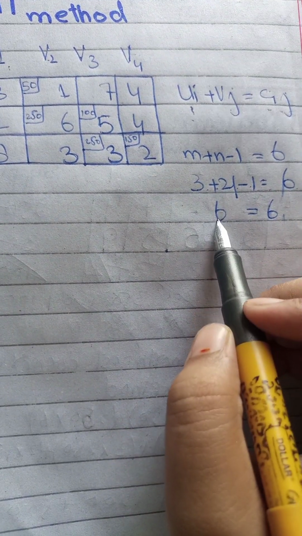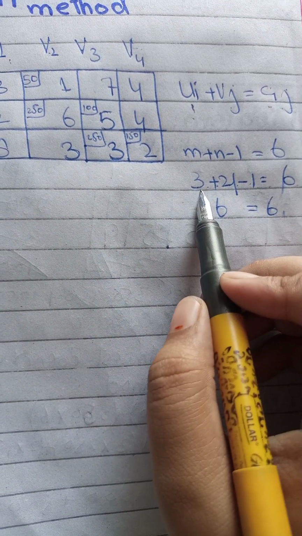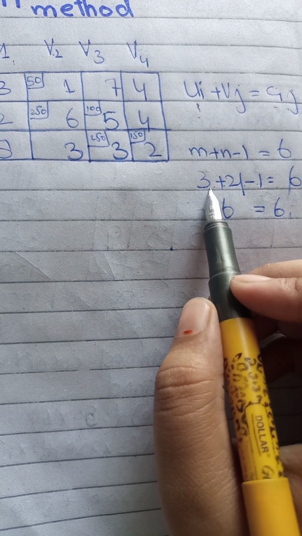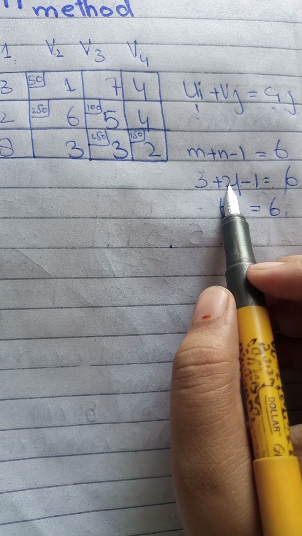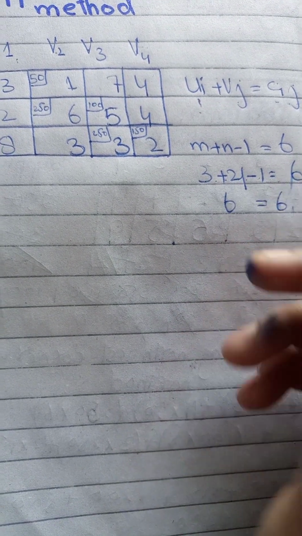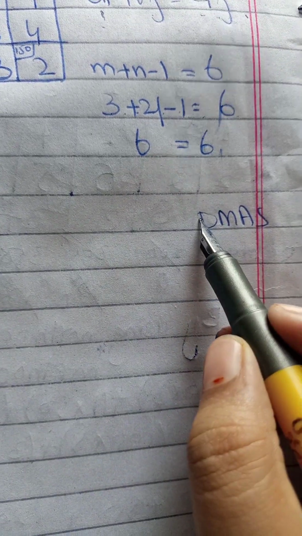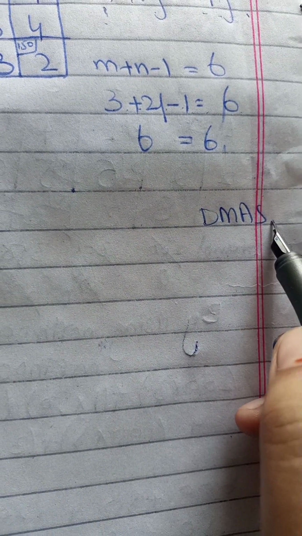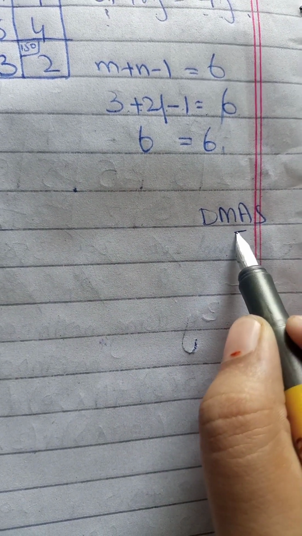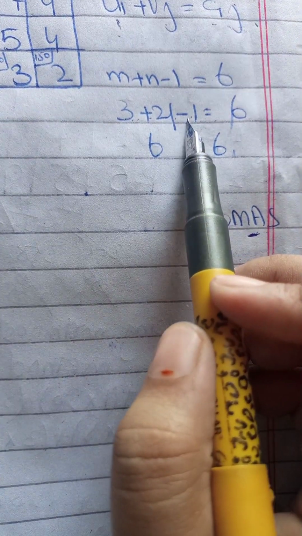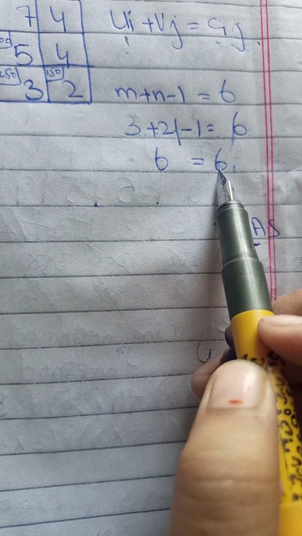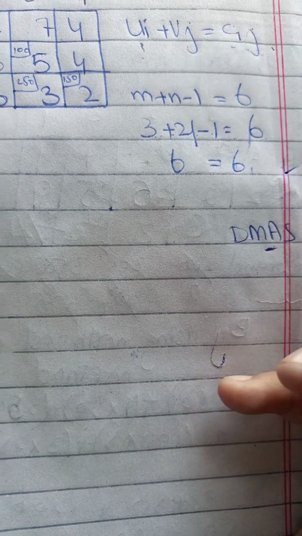3 plus 4, 7. We will find it by the BODMAS rule: division, multiplication, addition and subtraction. Addition comes before subtraction. So we will add first: 3 plus 4 is 7, 7 minus 1 is 6, so it equals 6. It means it is right.